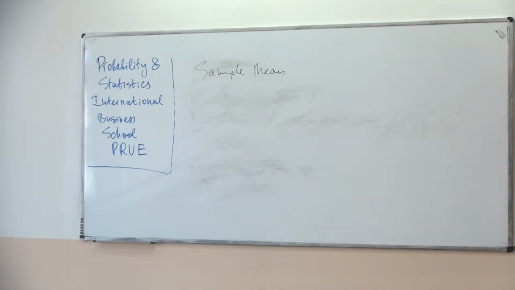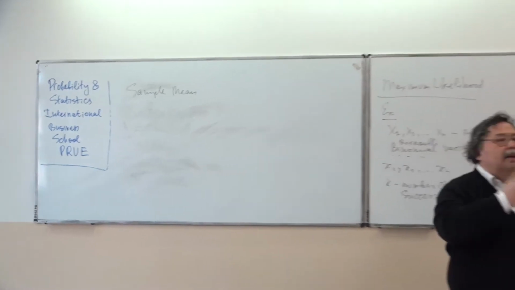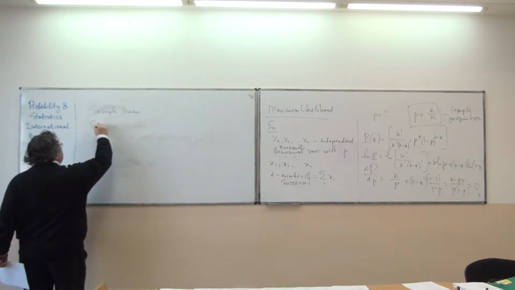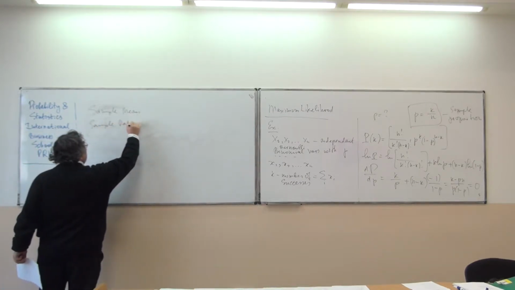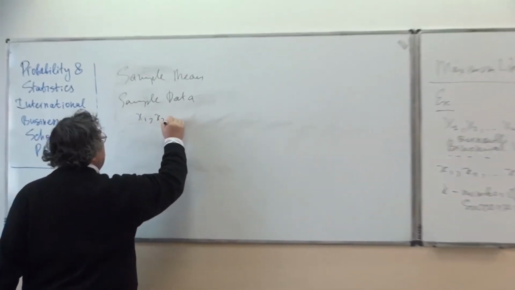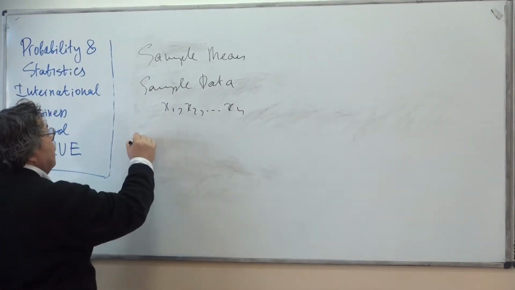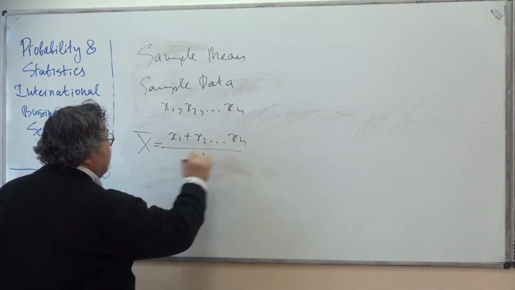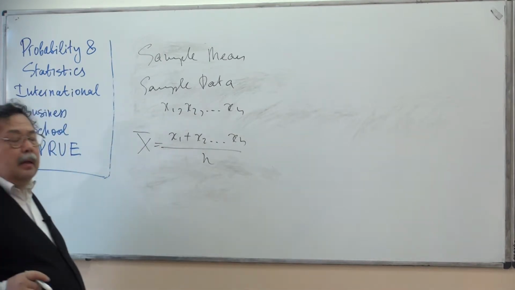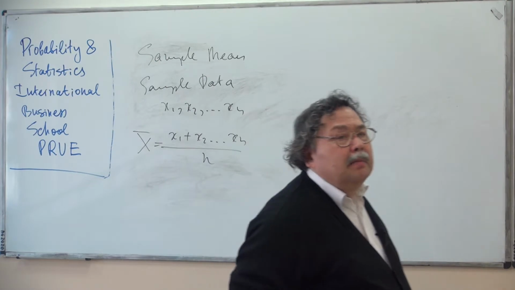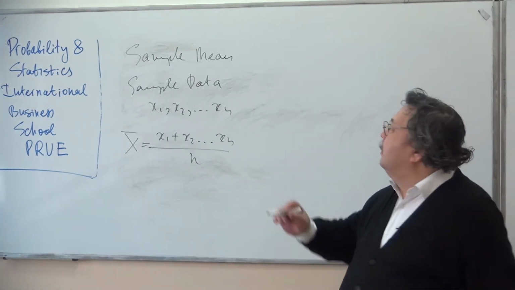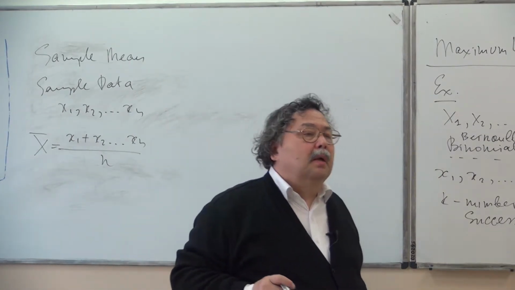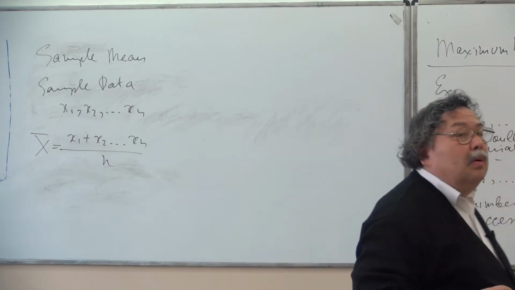So, sample proportion is a particular case of sample mean. We add up. These are the sample data: x1, x2, xn. And the sample mean is this. Okay? And this is the maximum likelihood estimator if the underlying population variable is binomial or Poisson or normal. Okay?